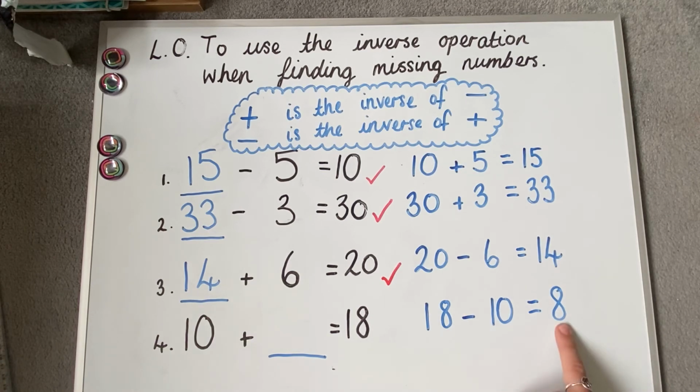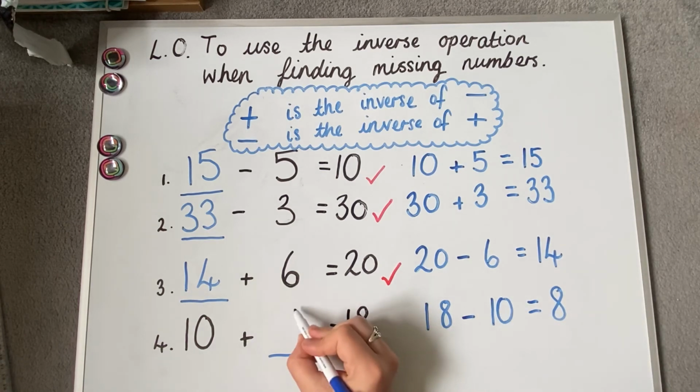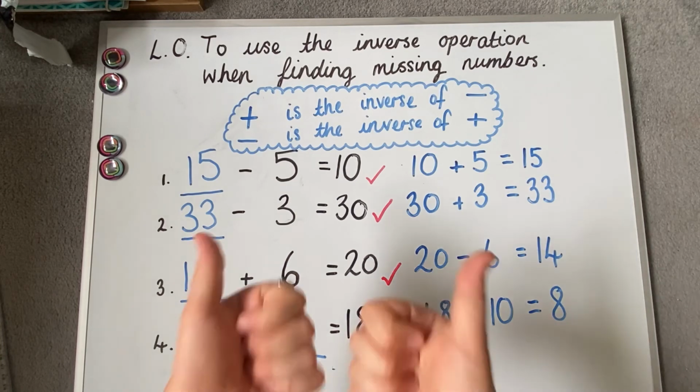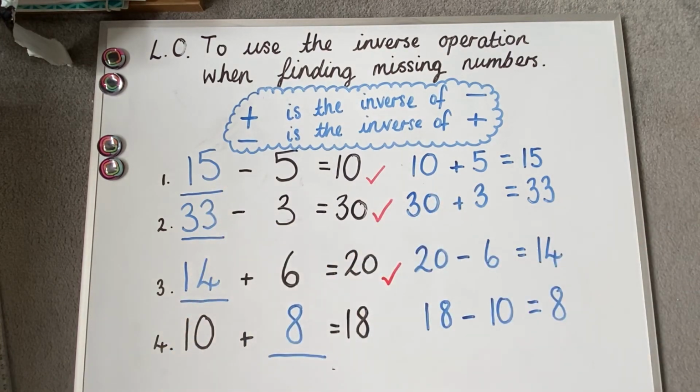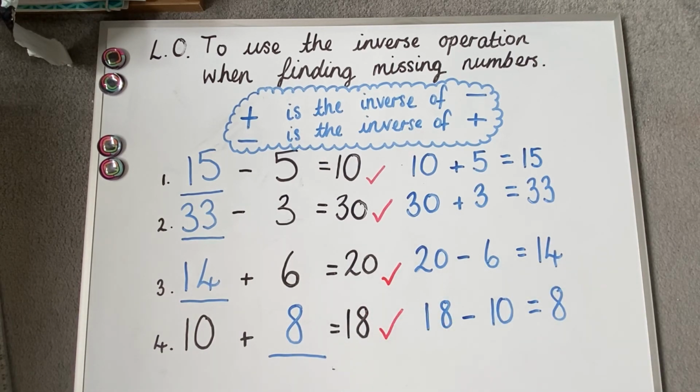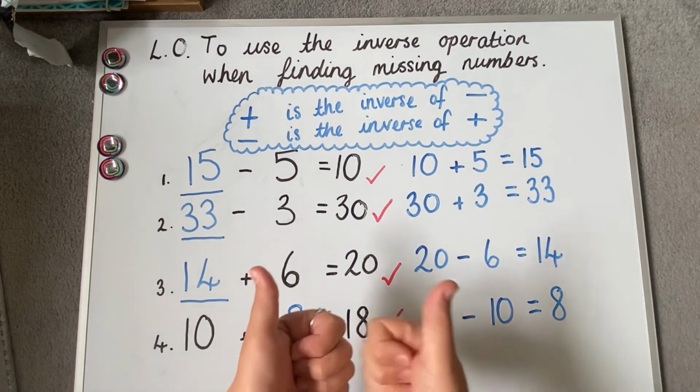Let's see then. If we put 8 as our missing number here, 10 plus 8, do you agree that that gives me 18? Give me a big thumbs up if you do. We have found the missing numbers by using the inverse operation.